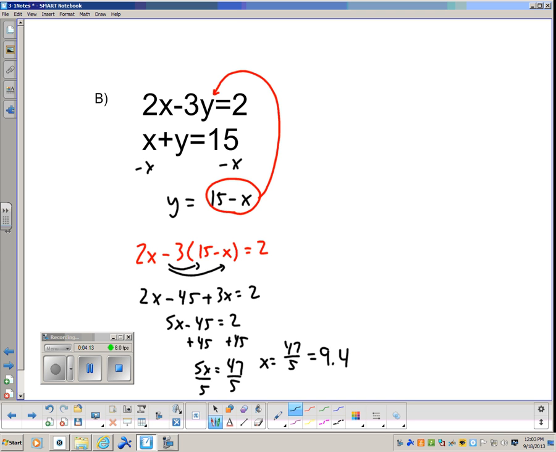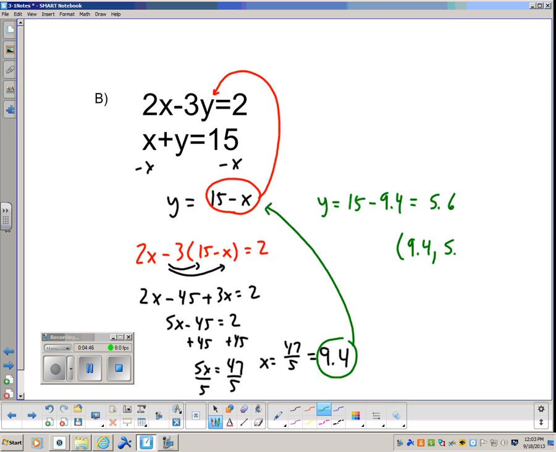So working through that, I can continue to work through that. Since my x value there is 9.4, I can plug that back into up here. And I get y equals 15 minus 9.4. And if I do the math on that, I get 5.6. So my ordered pair here, it's always xy, so it's 9.4, 5.6.